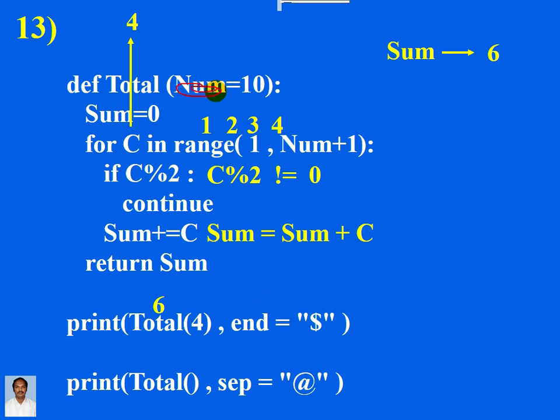Now you need to cancel the quantity here. You need to cancel sum and C also does not exist. Now here you get the answer 6.